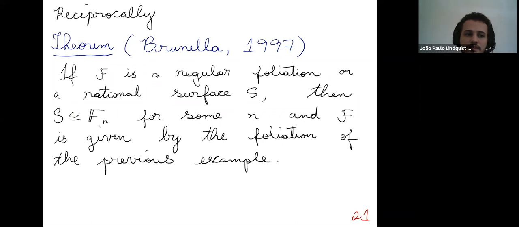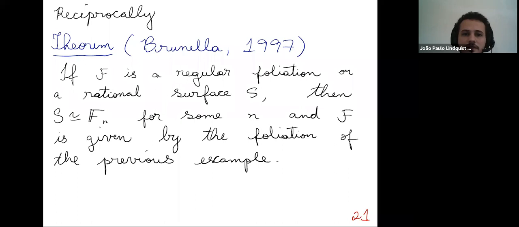So this is a very striking result on classification of foliations. It tells us that there are very few regular foliations on rational surfaces, and they are very rigid. They don't have a lot of dynamics. So I want to show this. I want to generalize this to higher dimensions than 2.